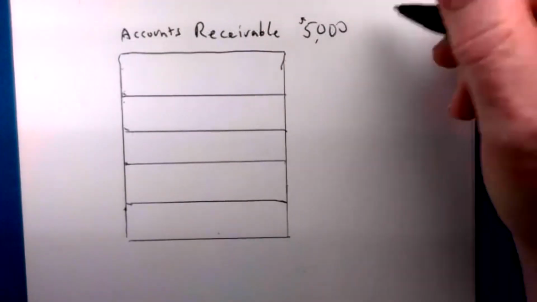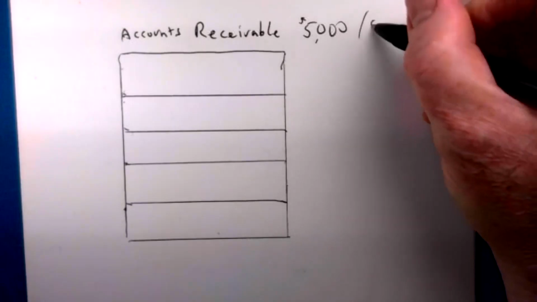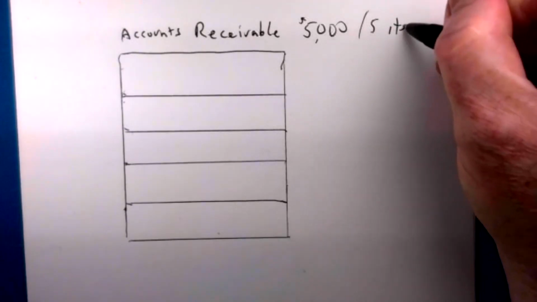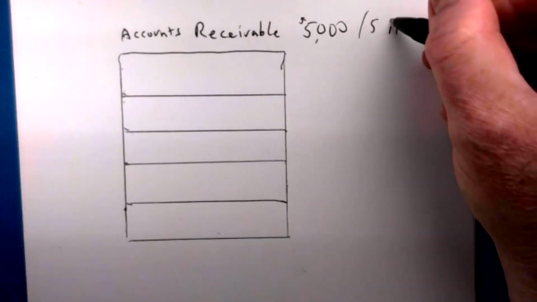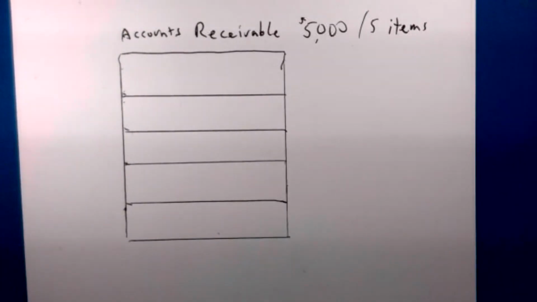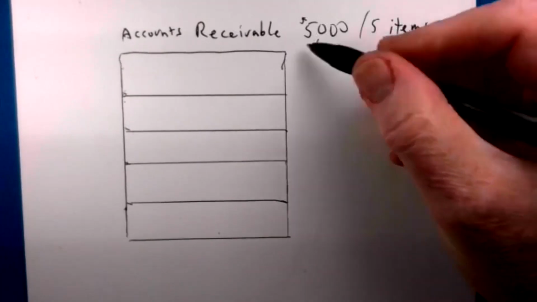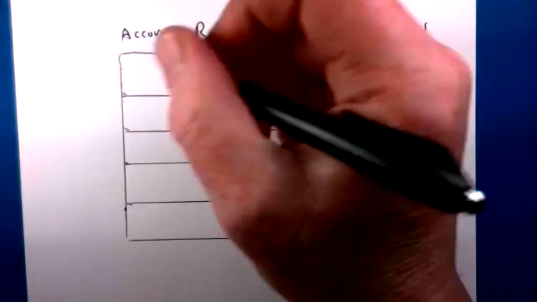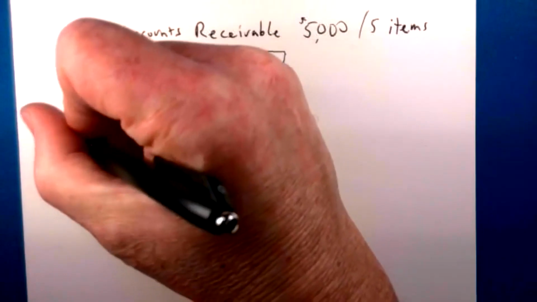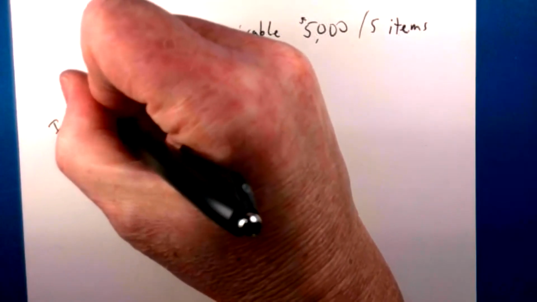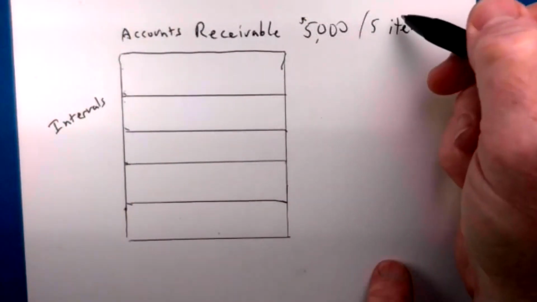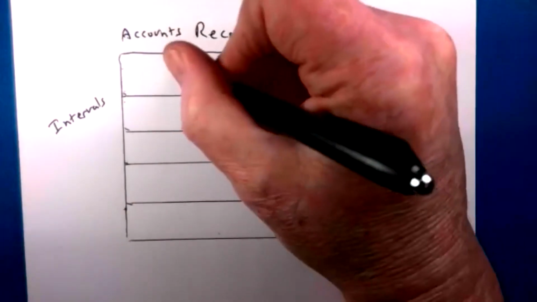And we're going to break it up over 5 items. And this is how we're going to kind of break it apart. So what we're going to do is take each, what we call intervals, and break it up into $1,000 chunks.